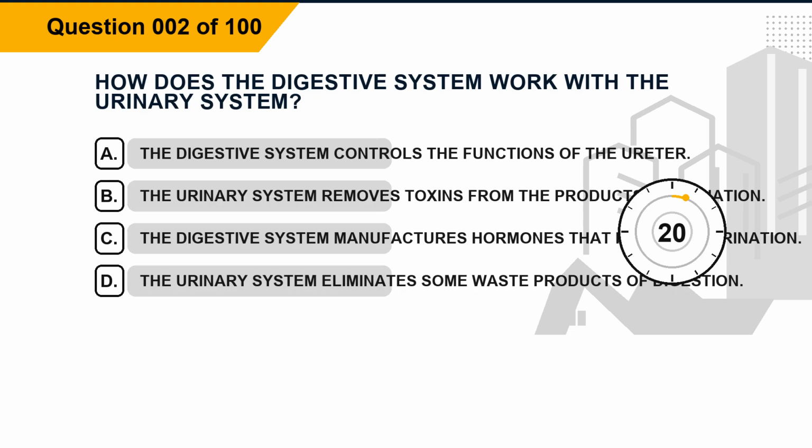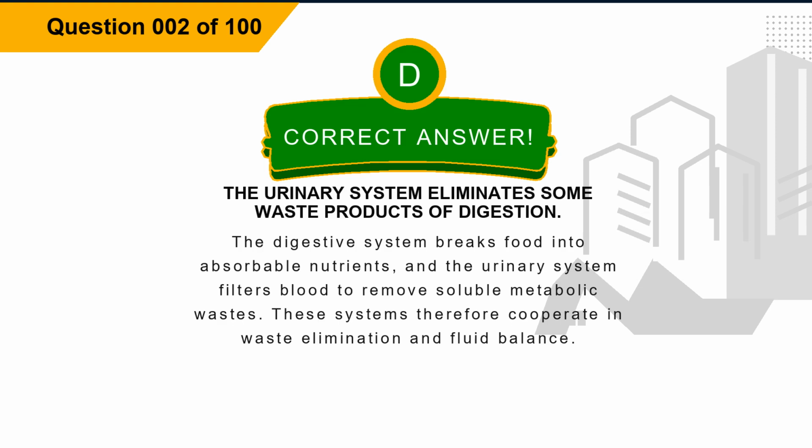Question 2. How does the digestive system work with the urinary system? Option A. The digestive system controls the functions of the ureter. Option B. The urinary system removes toxins from the products of urination. Option C. The digestive system manufactures hormones that influence urination. Option D. The urinary system eliminates some waste products of digestion. The correct answer is option D. The urinary system eliminates some waste products of digestion. Explanation. The digestive system breaks food into absorbable nutrients, and the urinary system filters blood to remove soluble metabolic wastes. These systems therefore cooperate in waste elimination and fluid balance.